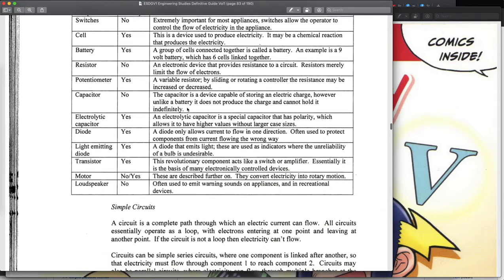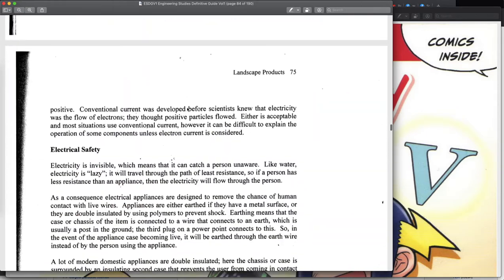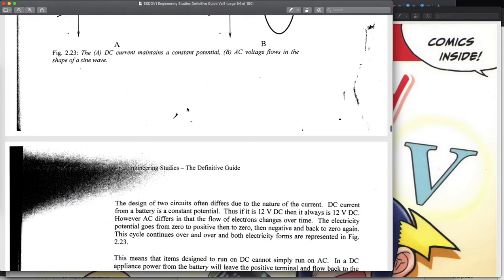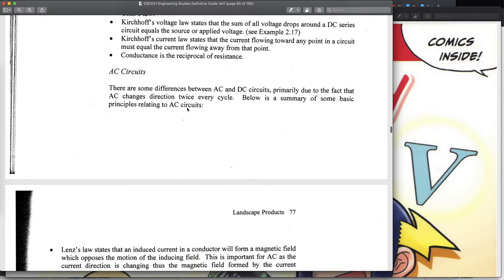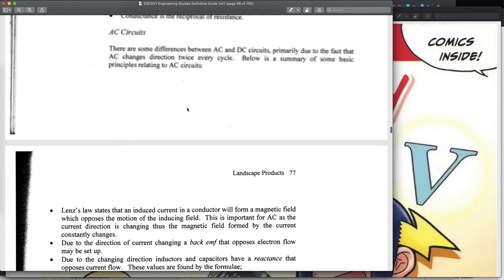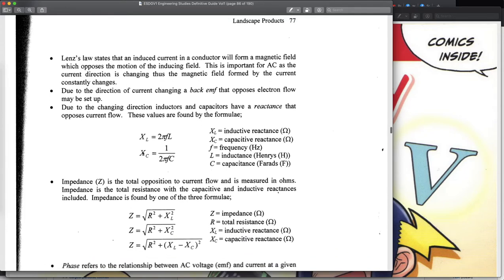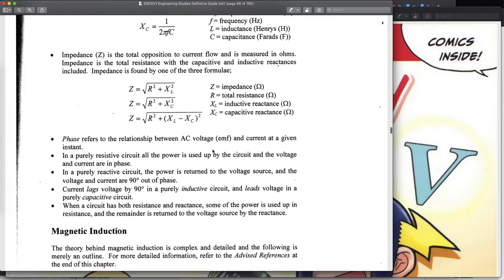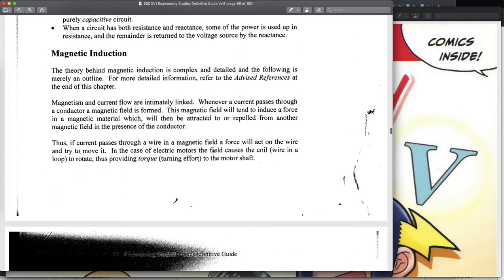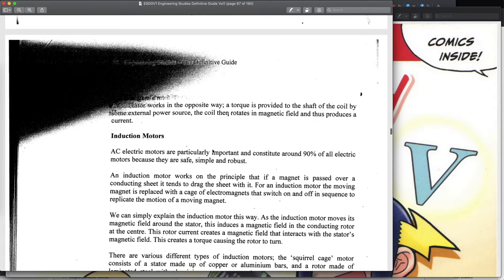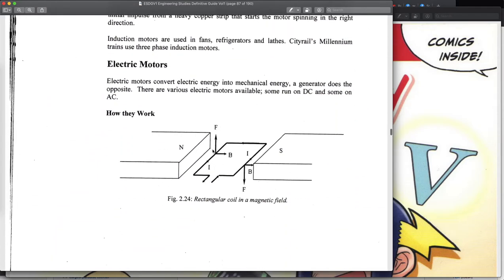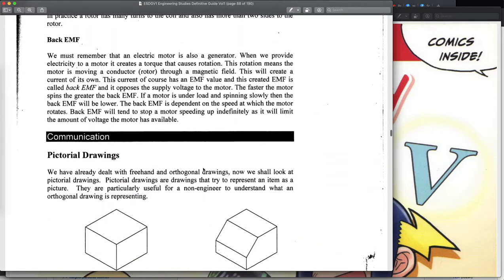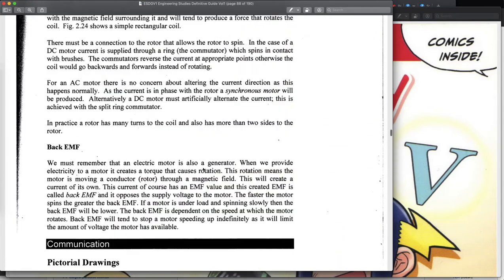We're going to learn about drawing a basic circuit and some parts of a circuit. In Chapter 2, specifically, we're going to learn about electrical safety, the difference between AC and DC, Lenz's law, reactance and impedance. We're going to learn about magnetic induction and how we use it in motors. And we're going to learn about electrical motors, both DC and AC motors. When we talk about DC motors, we're going to learn about back EMF.